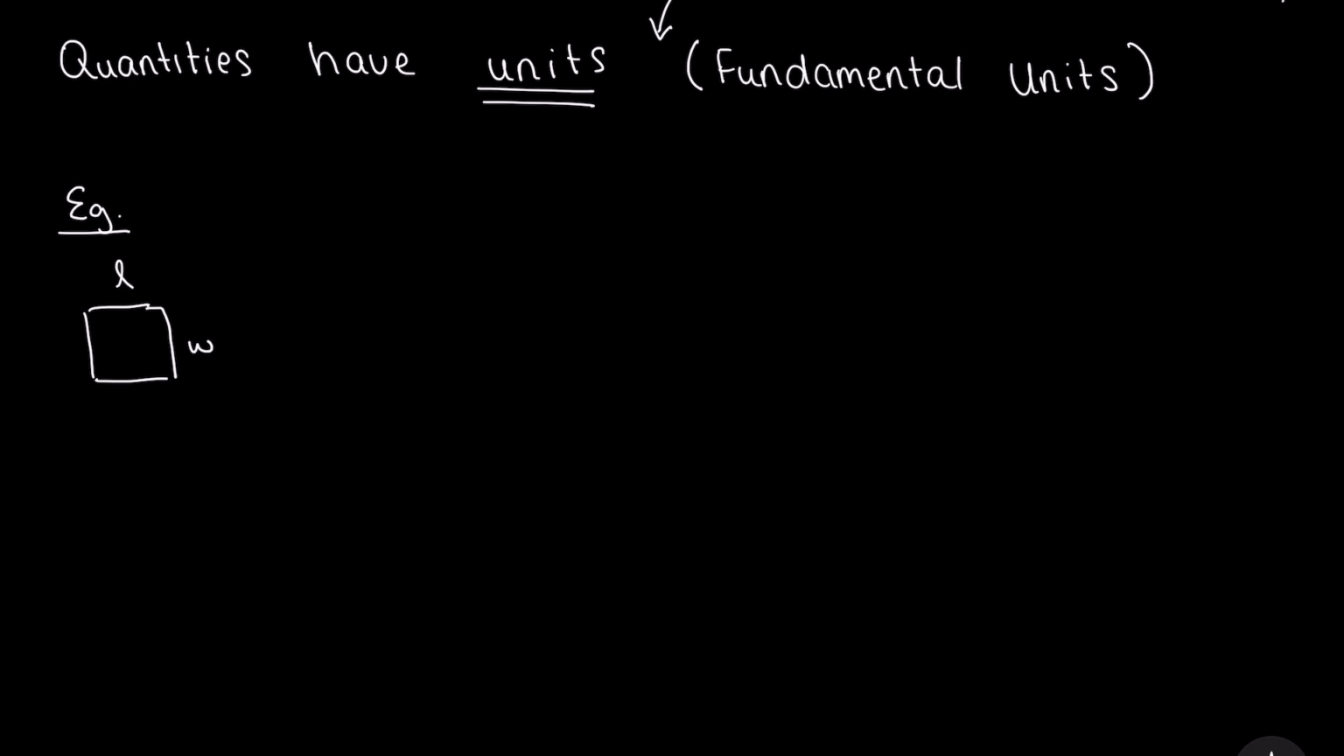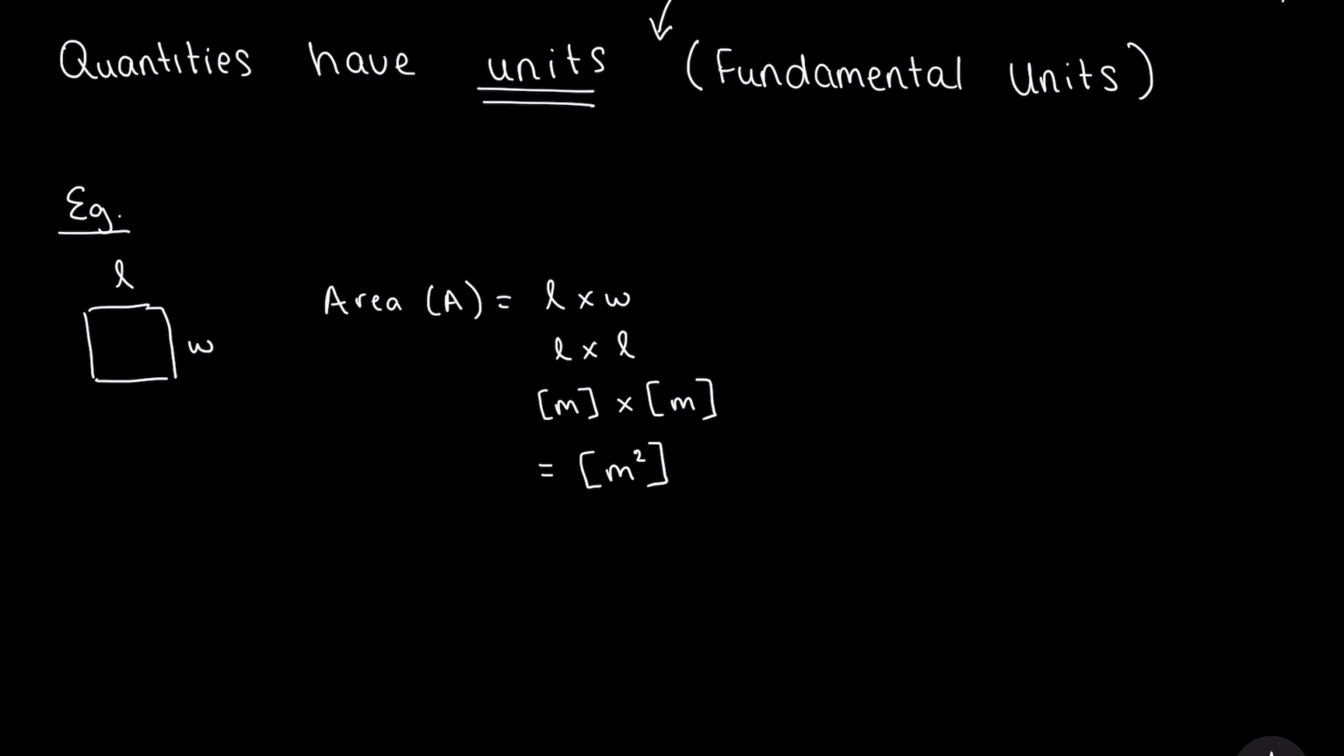Looking at area, for example, if we have length times width, that width is technically also a length, right? So we end up with length times length. And if we go back to what our units are, we know that would be meters times meters. And so the unit that we end up getting from our fundamental units would be meters squared, right? But it doesn't just stop there. We can keep building up.